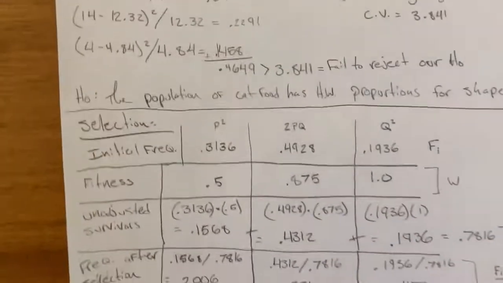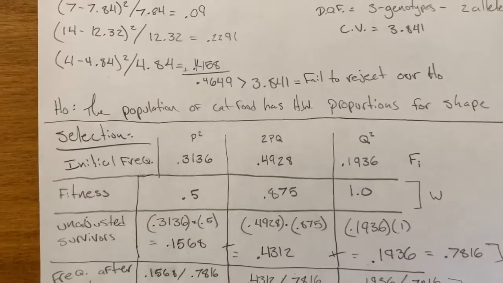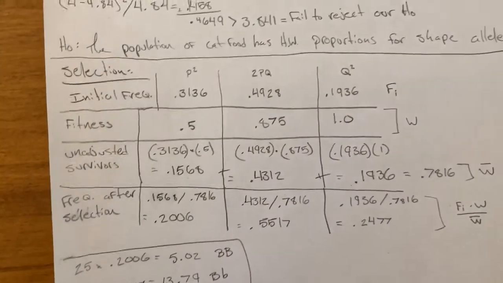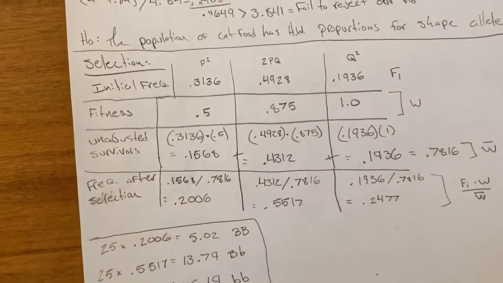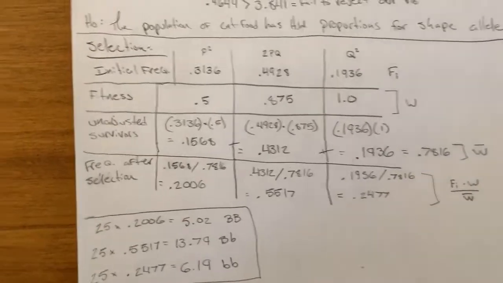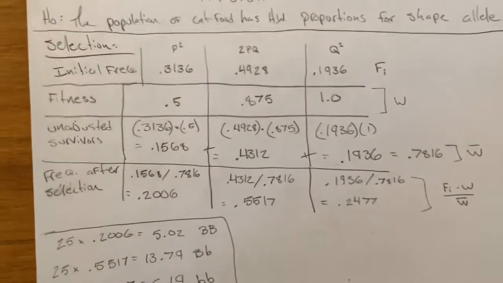So we multiply our initial genotypic frequencies by our fitness number, and our fitness number is going to be called W. That gives us our unadjusted survivor frequency. So we've got 0.1568, 0.4312, and 0.1936. We add those up and we get W bar, which is just the sum of our unadjusted survivor frequencies.